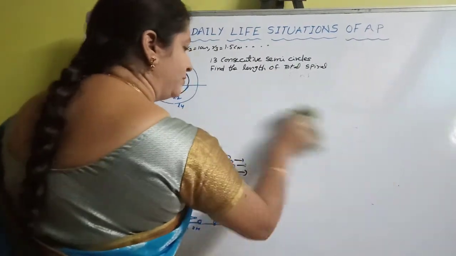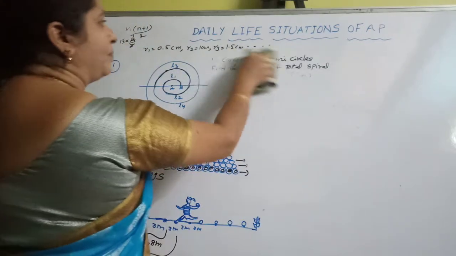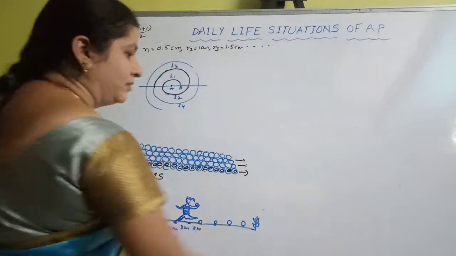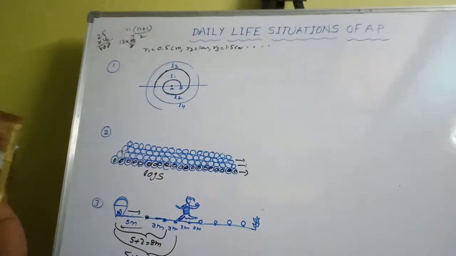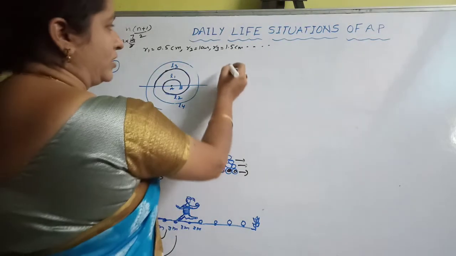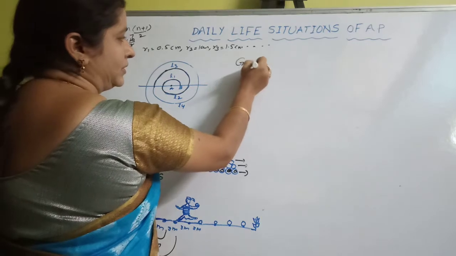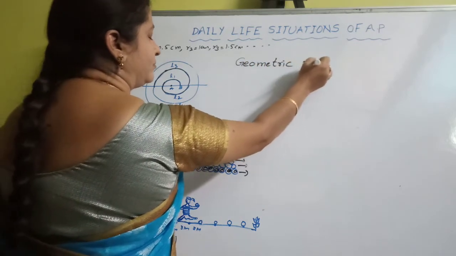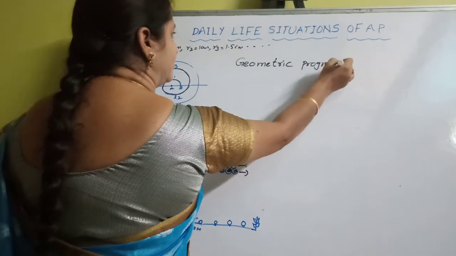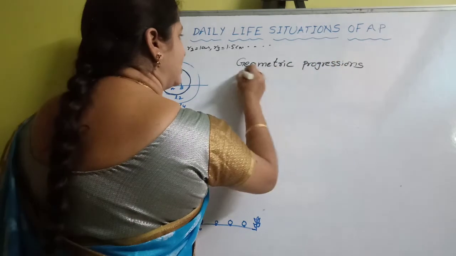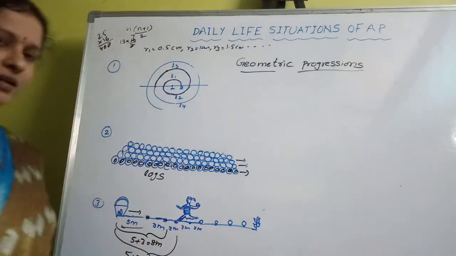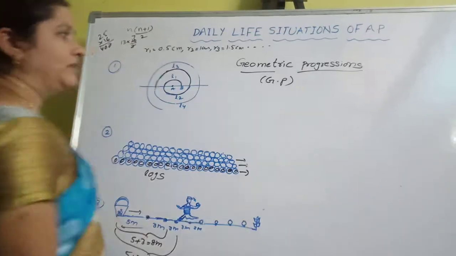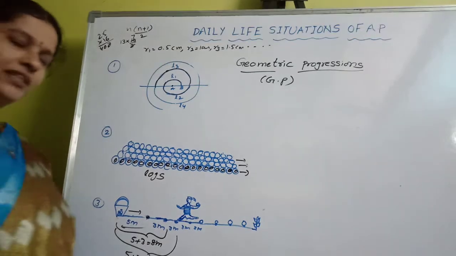Now coming to geometric progression. Another topic in our chapter. The another type of progressions are geometric progressions. Geometric progressions. The shortcut you can say GP. GP. Geometric progressions means GP.